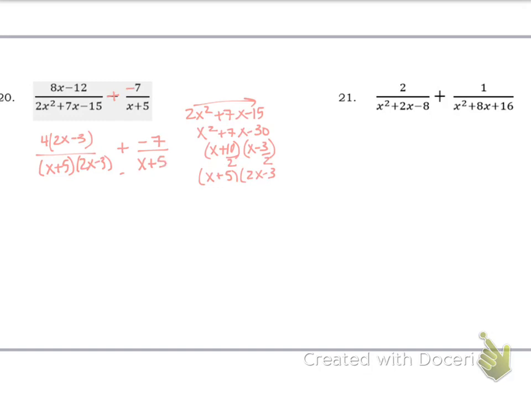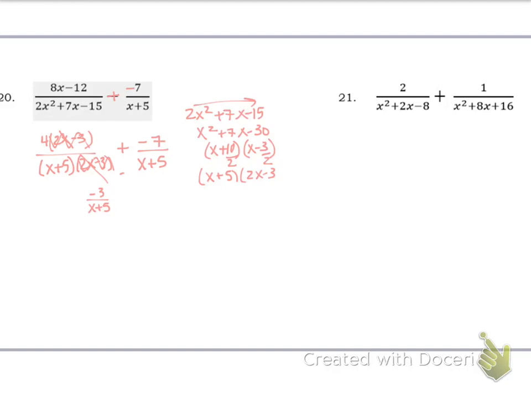Okay, the cheat in this is the fact that I have the same thing on top and bottom, I can cancel. Okay, so once those are gone, I have common denominators. All I have to do is add 4 and negative 7 to get negative 3. So you can cancel in those situations when it's the same on top and bottom, and it makes your problem a little bit easier.